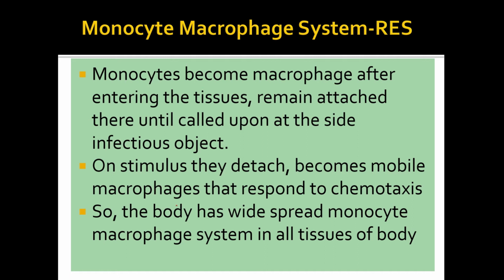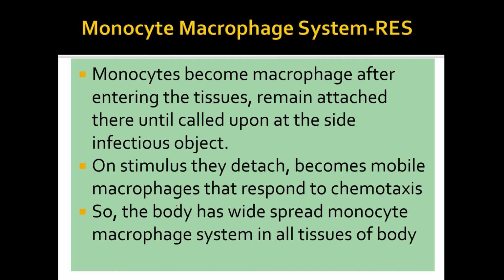Monocyte macrophage system. This is a complete system in the body. So the monocytes become macrophages after entering the tissues. Initially, monocytes are in the blood, and once they reach the tissues, they become macrophages, and they become attached to that particular tissue. So every tissue has some pool of macrophages, and whenever you need them, macrophages will come out and help you out in killing the foreign body.